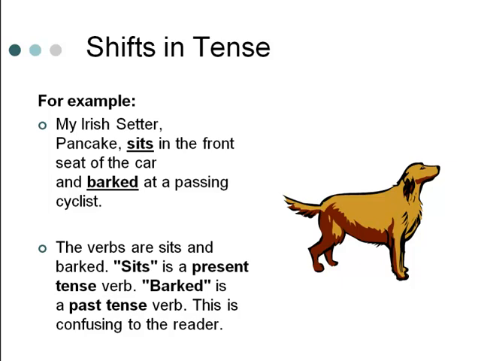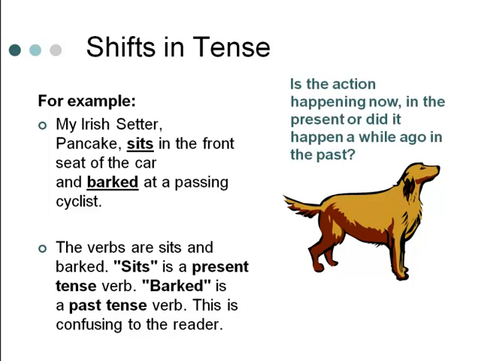Sits is written in the present tense. Barked is a past tense verb because it has the ed on the end. This is confusing to the reader. Is the action happening now in the present, or did it happen a while ago in the past?